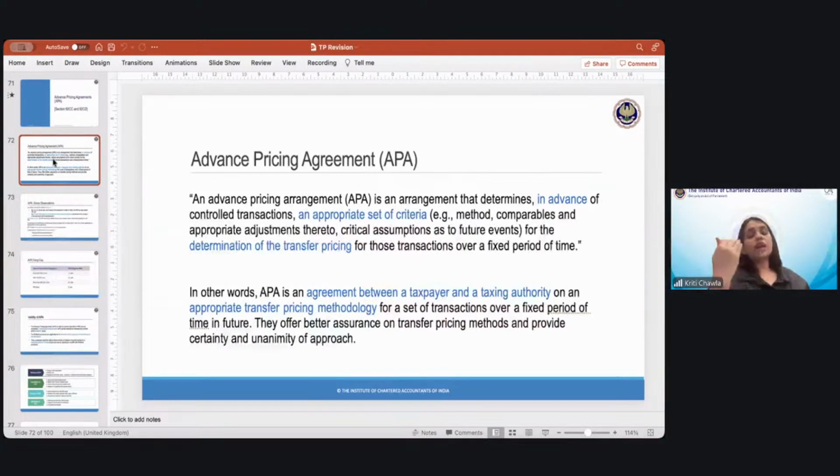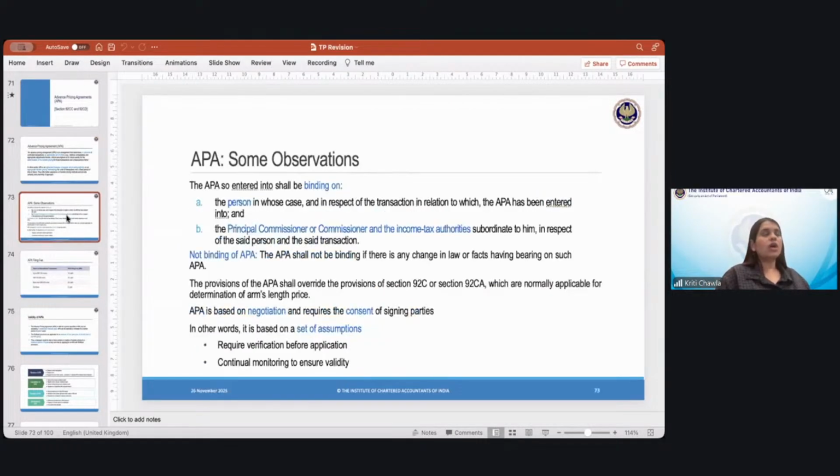So, if you actually look at the concept of APA, it's more like an agreement between the taxpayer and the taxing authority, and they will decide an appropriate transfer pricing methodology. And this is the way there will be a lot of certainty, and there will be a lot of unanimity in the approach that will be actually adopted. This is basically the concept which is called as APA, or advance pricing agreements.